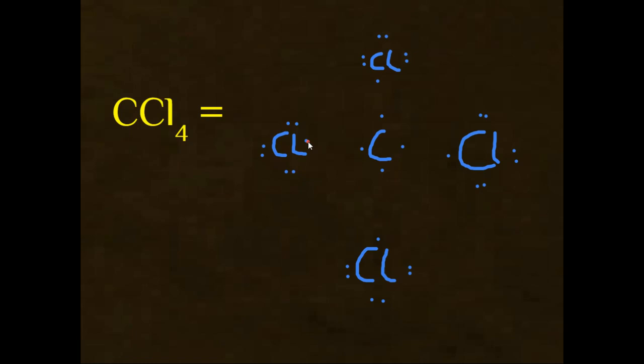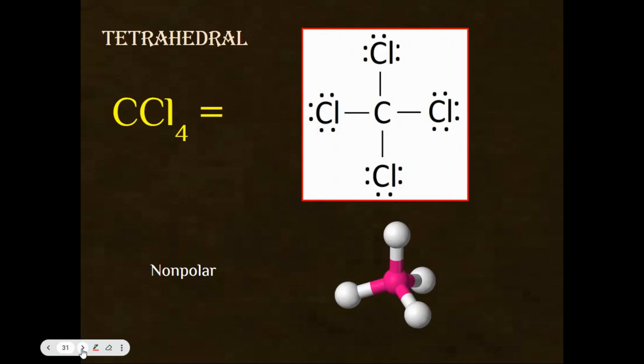And now we can connect those single dots. So this is what CCl4 will look like. We call this one tetrahedral because there are 4 atoms connected to it. Since there are no lone pairs in the middle, we say that this one is nonpolar.